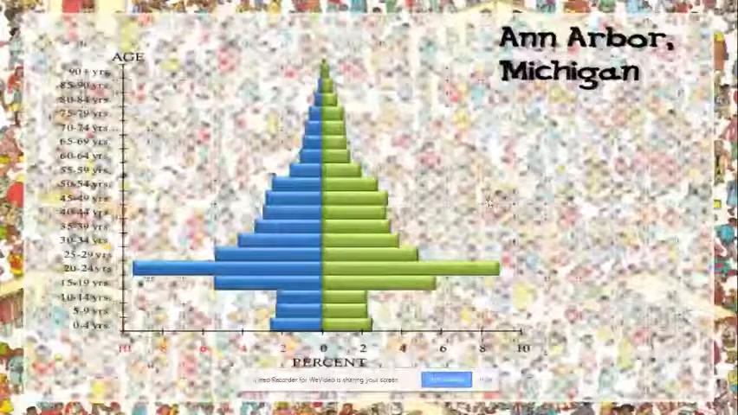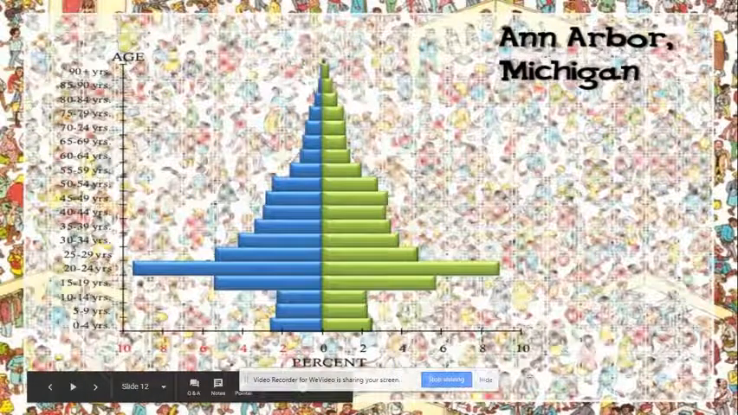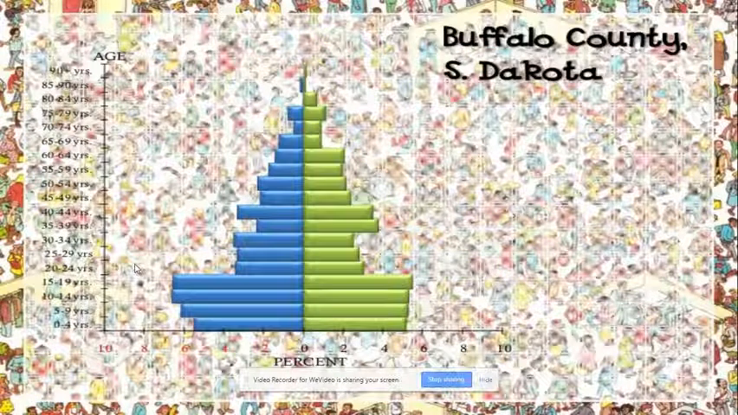Okay, what we're going to do now is look at some examples of different cities and why their population pyramids might look the way they do. So Ann Arbor, Michigan, this is an example. Maybe you can figure it out. University of Michigan is here. It's an example of a university town. So you see the largest population in ages 20 to 24 years old.